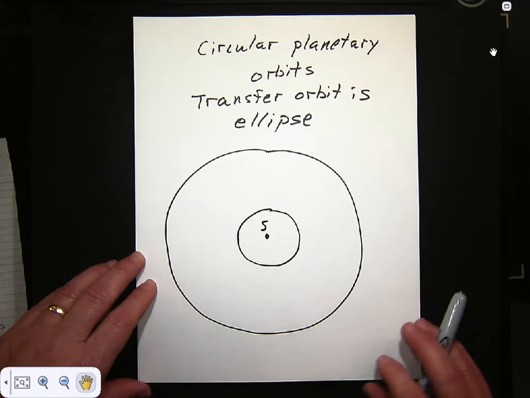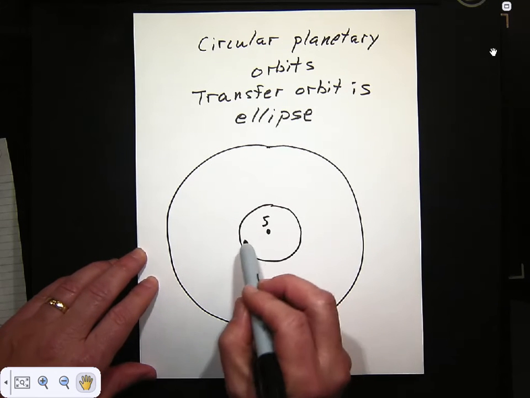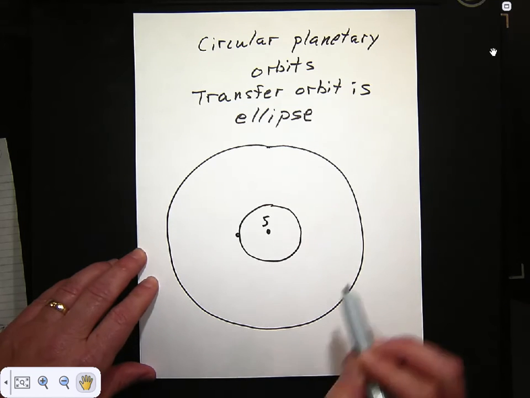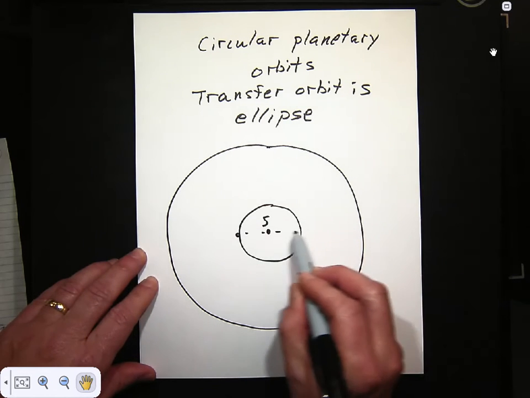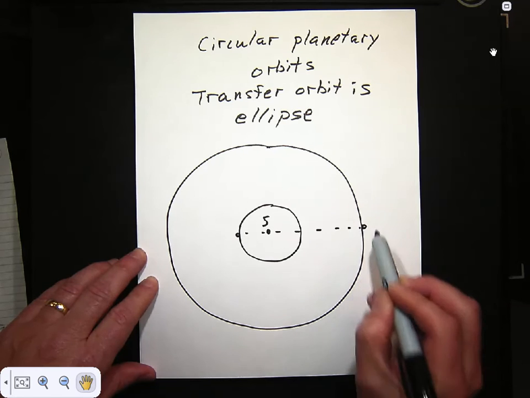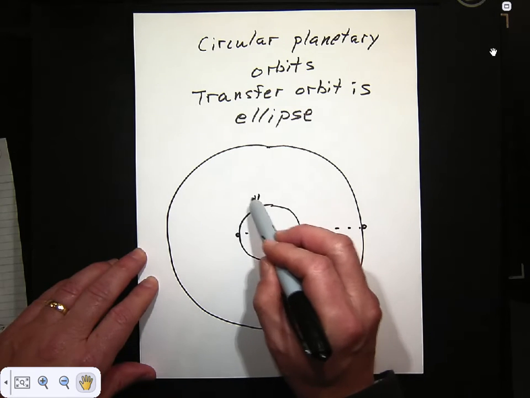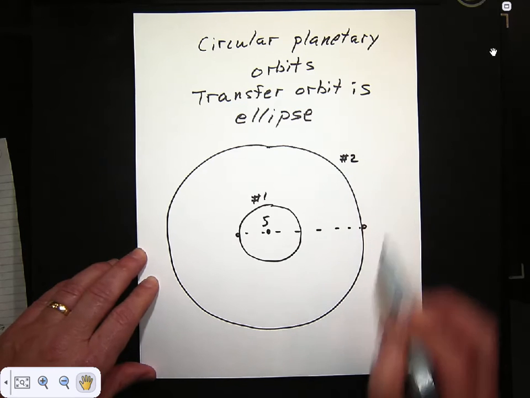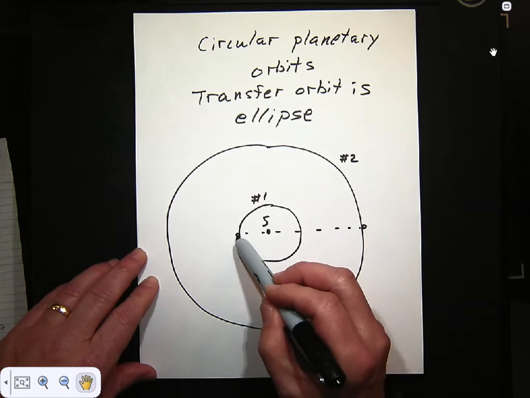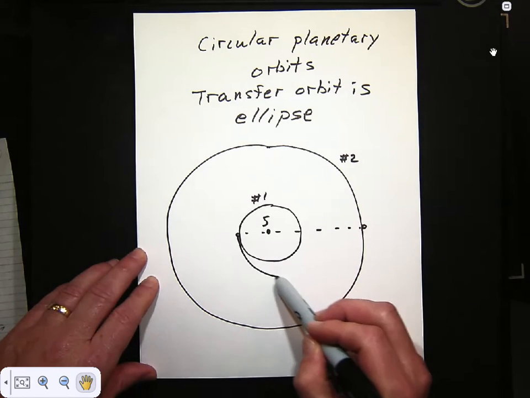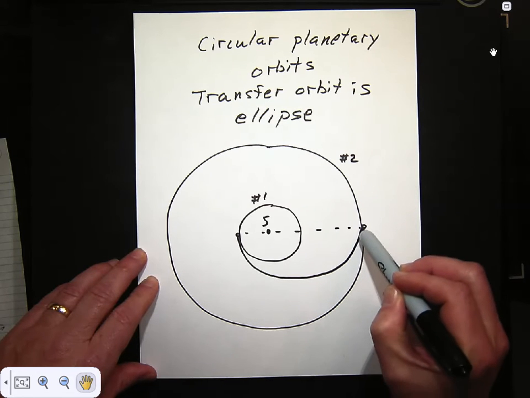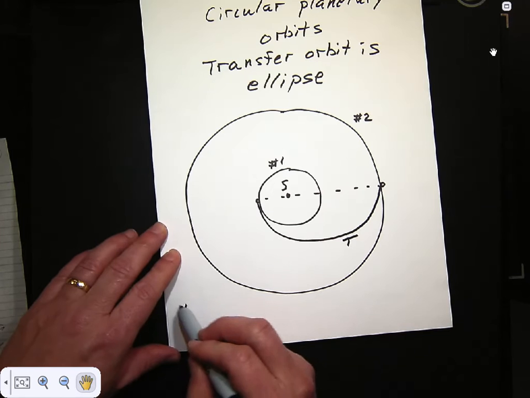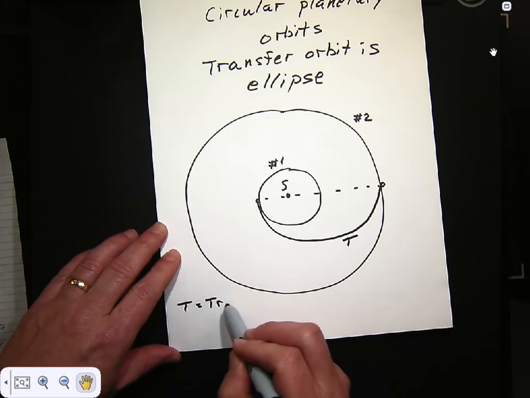The way in which we're going to do this is the ellipse that we're going to have involves starting at the inner orbit, ending at the outer orbit. We'll call this number 1 for where we start. Number 2 is where we end. And to bridge between these orbits, we're going to travel along an ellipse, which is going to be the transfer orbit. So T stands for transfer.